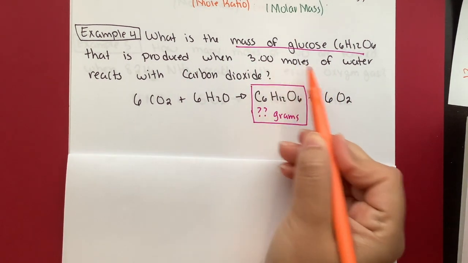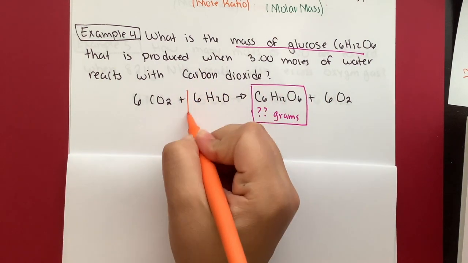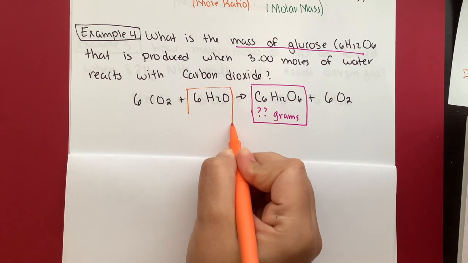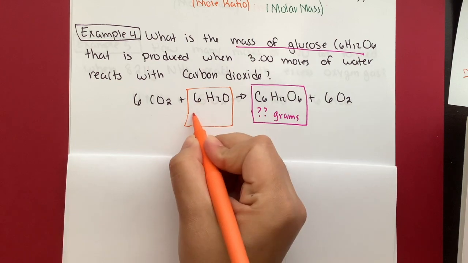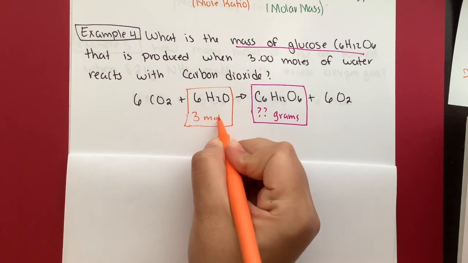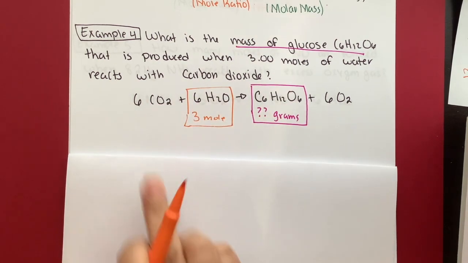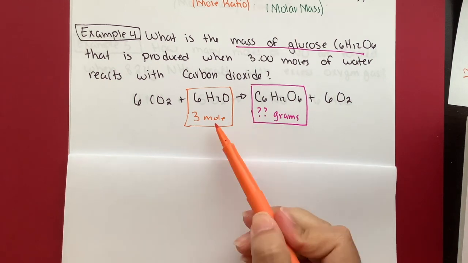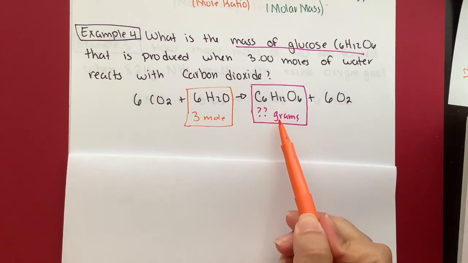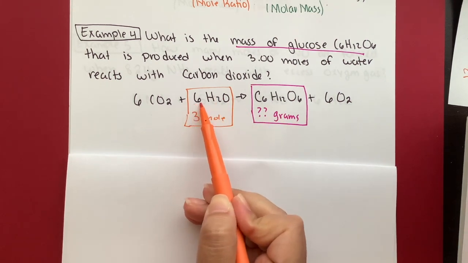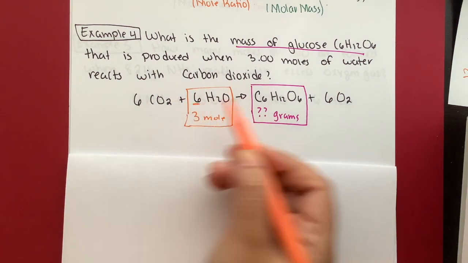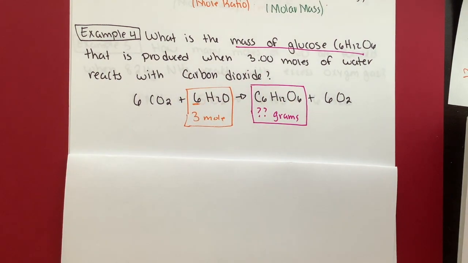Whenever I have 3 moles of water, water is right here. So I'm going to box in water in my chemical equation and put that I have 3 moles. The reason that I like to do it like this is so that I could visually see what they're giving me, what they're asking me for, and I could quickly look at the coefficient to find that mole ratio.